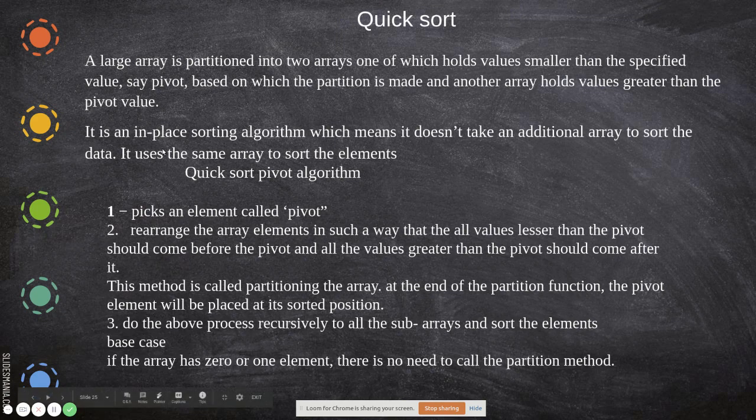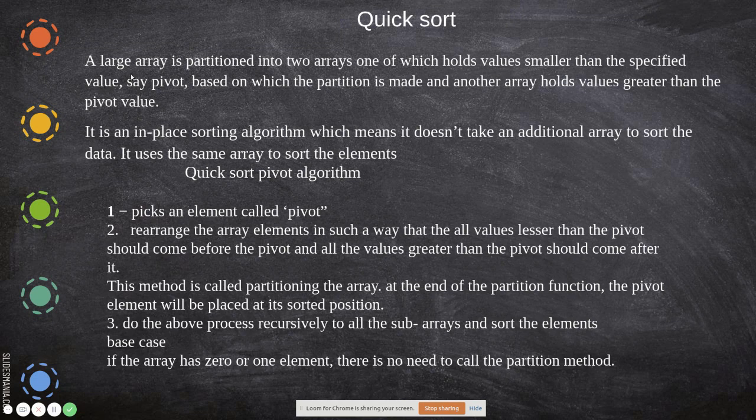But quicksort is an in-place sorting algorithm, which means the sorting takes place within itself. So you are using the same array for sorting, which means it doesn't take an additional array to sort the data. It uses the same array to sort the elements.